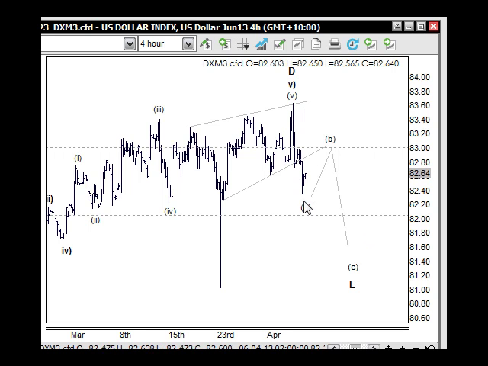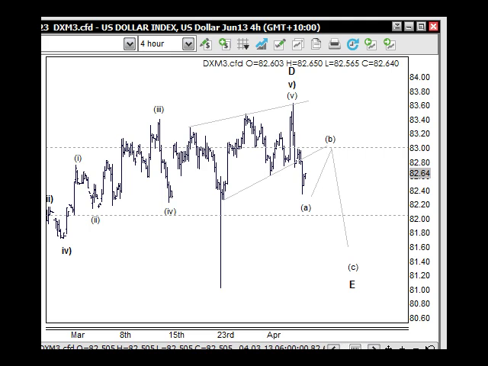So we need to look at the US dollar in this relationship here in terms of an A and a B and a C pulling back further down into this area through here. This leg here may not be completed just yet, so we may see this move down into here and then back up and then down through to here.